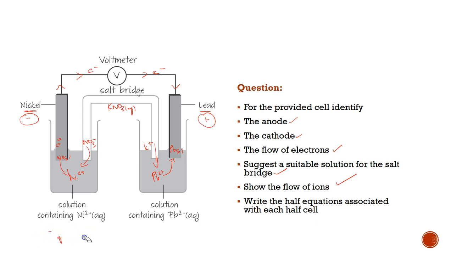This is the anode. So we're going to have oxidation occurring. So nickel solid goes to nickel 2+, plus 2 electrons. And then on this side, we will have Pb2+ aqueous plus 2 electrons is going to go to Pb solid. And there we have a fully annotated diagram. Let's have a look at one with a worded description.